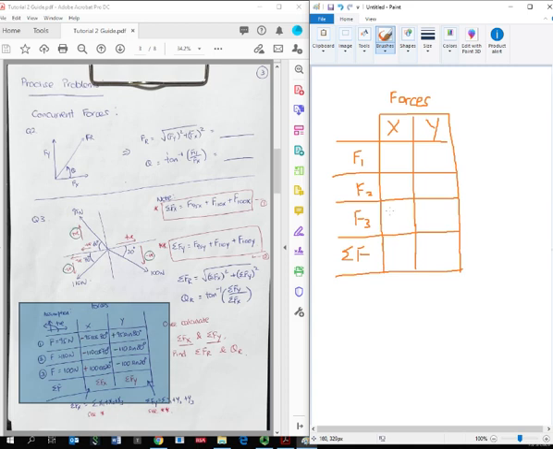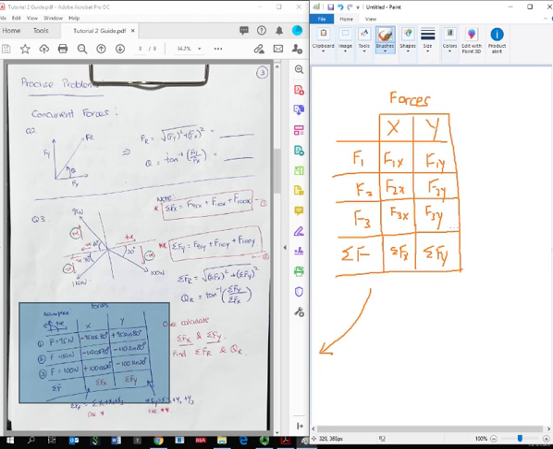So that means this is what? This is F3x, this is F3y, this is my F2x, this is my F1x. Similarly, this is my F1y, F2y. So this is my total Fx. This is my total Fy. This is the approach of how this particular table is formed.